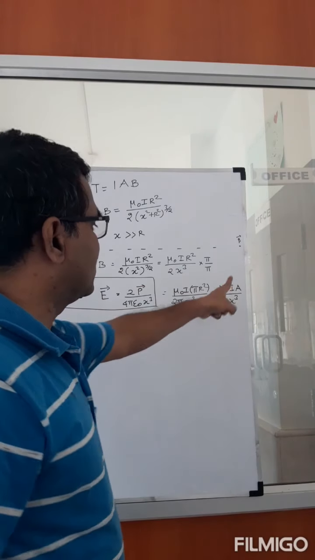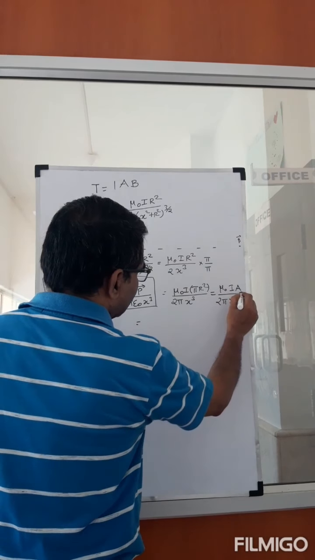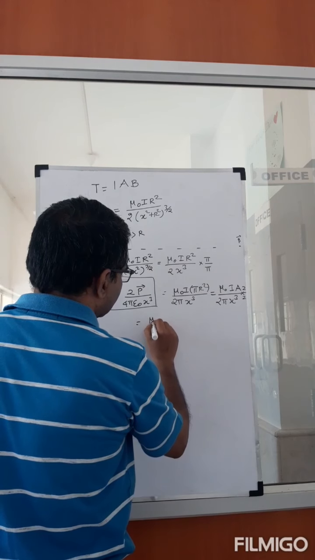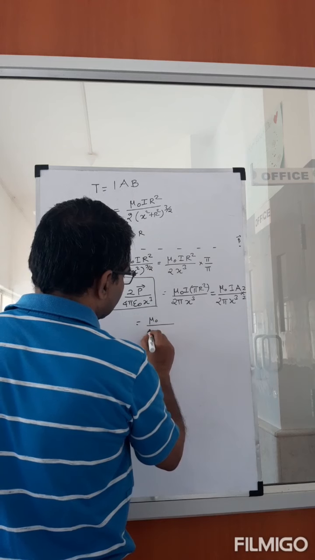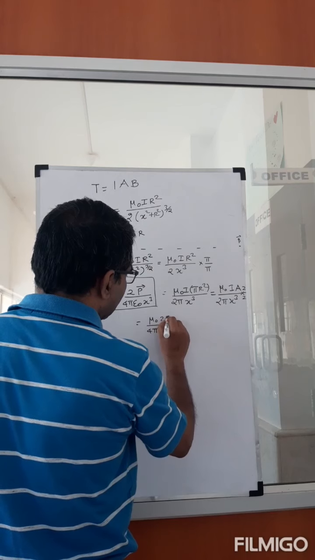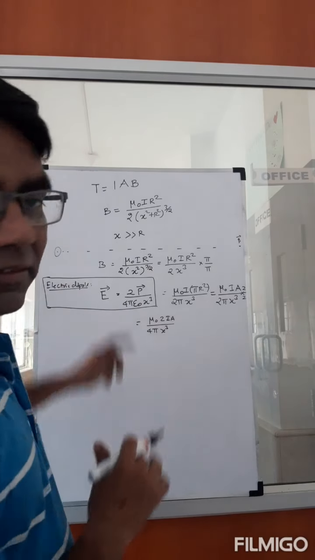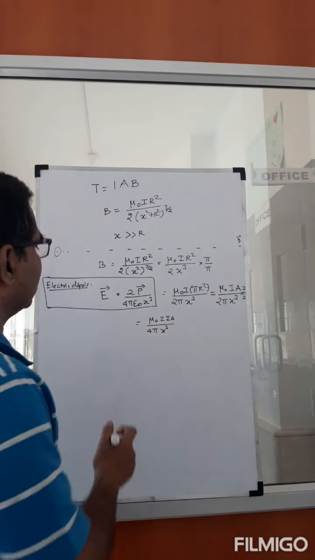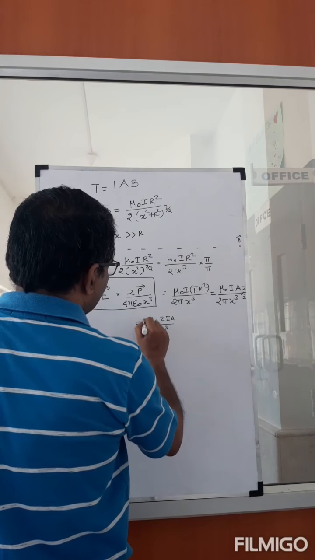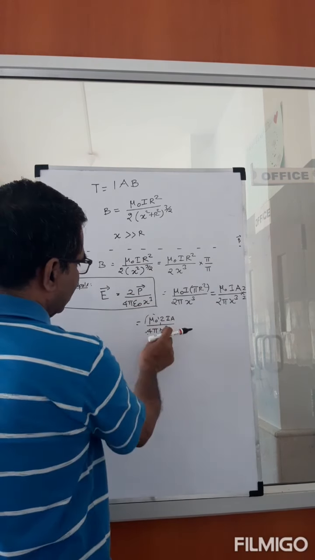So I can do something else. I can multiply this by 2 and divide that by 2. And then in that case I'll get mu naught by 4 pi x cubed into 2 I A. So you've got the structure now, right? This quantity mu naught by 4 pi is like your 1 by 4 pi epsilon naught, and then x cubed you've got there.